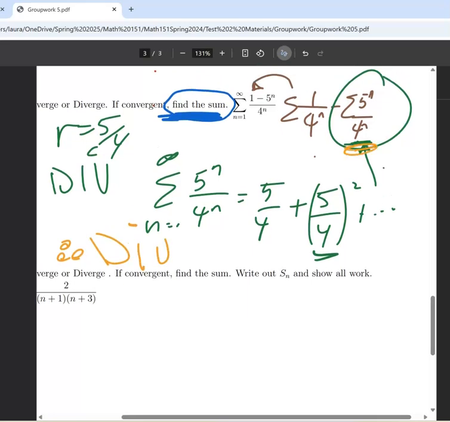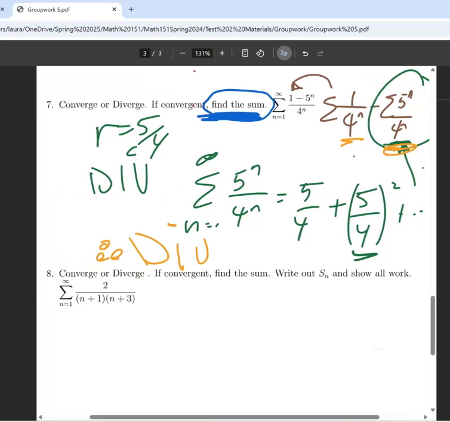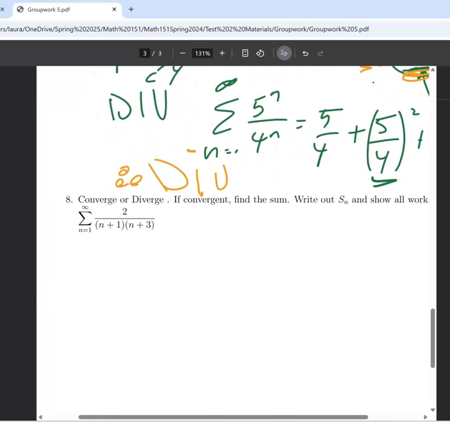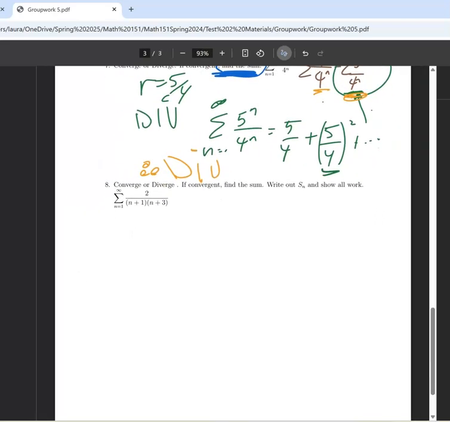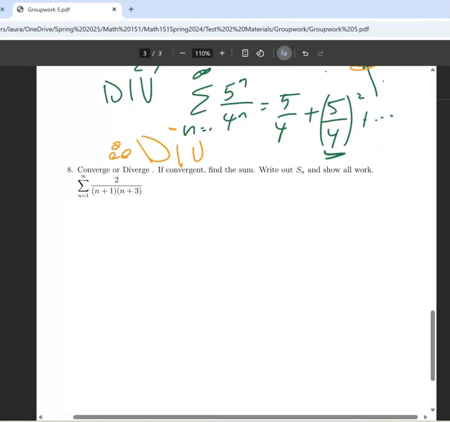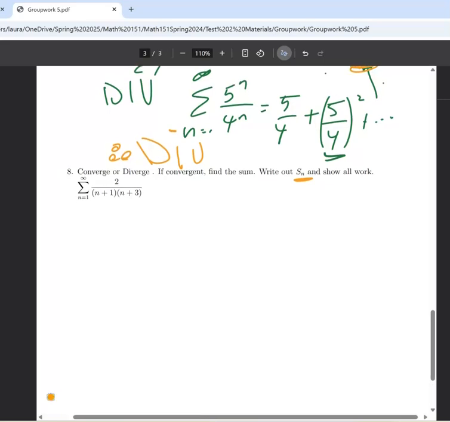Divergent means this adds up to infinity. It doesn't matter if this converges. It does, but it doesn't matter. Okay, so let's do this other one. It's not geometric, and I'm going to insist that you write out the S sub n. So it's going to be telescoping. So let's start off with doing partial sums.